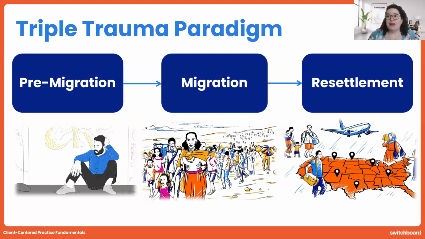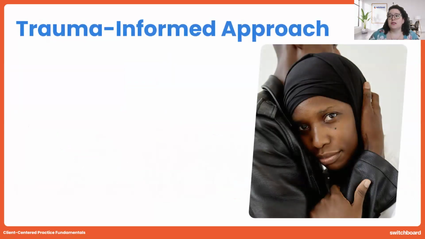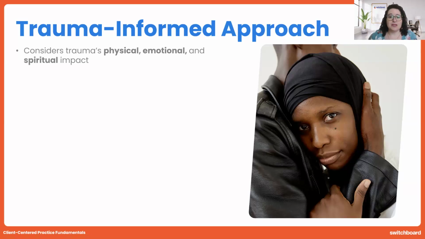So just remembering not only clients each have their own individual experience of trauma, but they might have all these overlapping layers that we want to be aware of. So a trauma-informed approach considers trauma's physical, emotional, and spiritual impact. How does trauma actually impact an individual? What does that mean as we're working with them? That's our first bullet point.